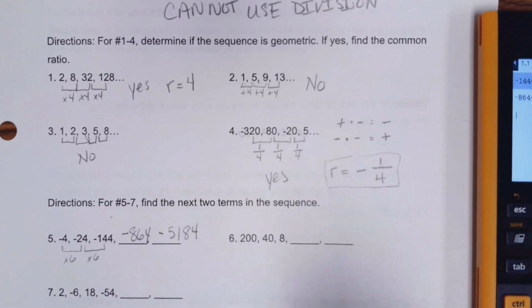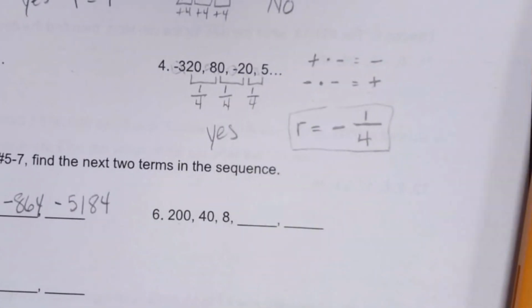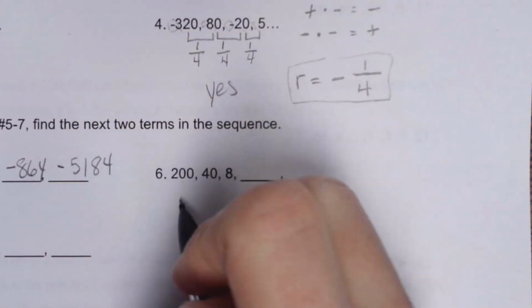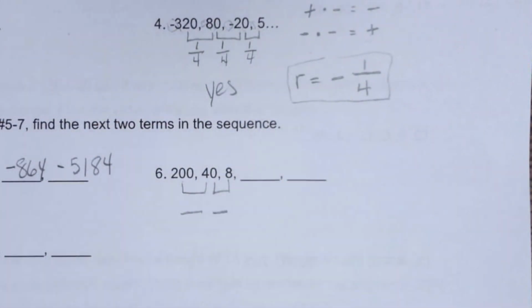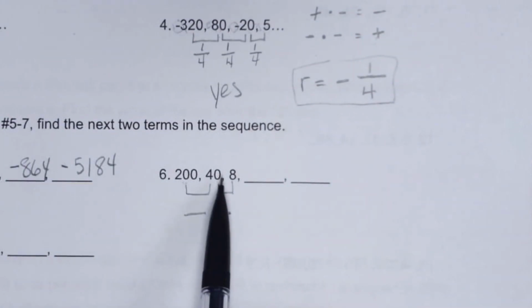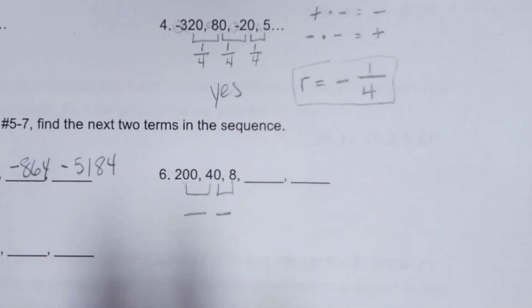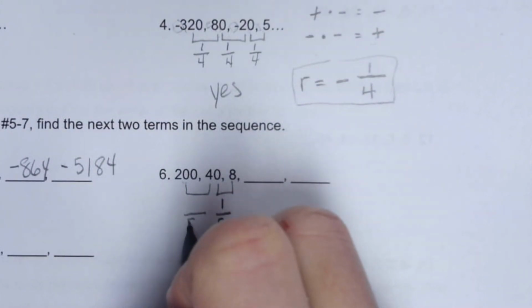Without actually going through all of these, what do I notice about number 6? I'll zoom in for you. Okay, so on number 6, I notice that my numbers are going down. So I know I'm going to be dealing with a fraction of some sort. If I don't know 200 to 40, I do know that 40 to 8 is I'm dividing by 5, but we can't divide here. Or 8 times 5 makes 40. I look at it going the opposite way. So we're going to have a 5 on the bottom, and it happens to be 1/5.